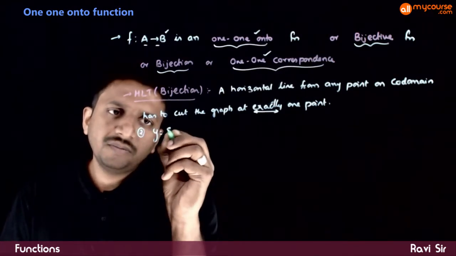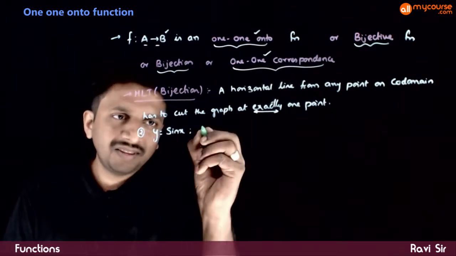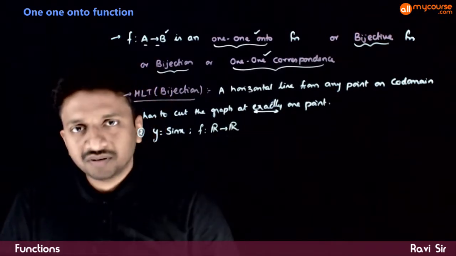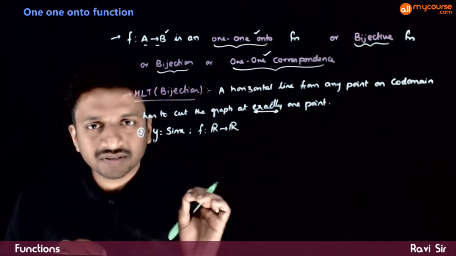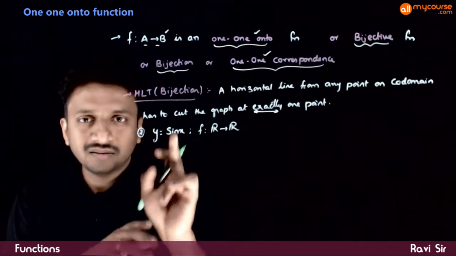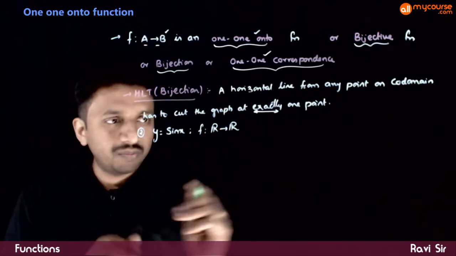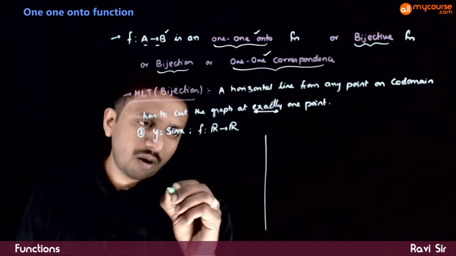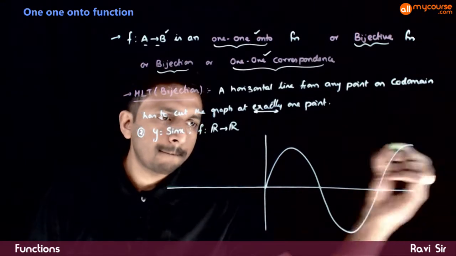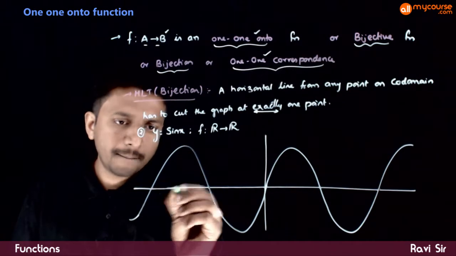So y is equal to sin x. So let us initially think that this function is defined from real numbers to real numbers. Let us take the domain as real numbers and the codomain as real numbers. So let us check whether this graph is a bijective function on this domain and codomain. We know the graph of y is equal to sin x. So it looks something like this.